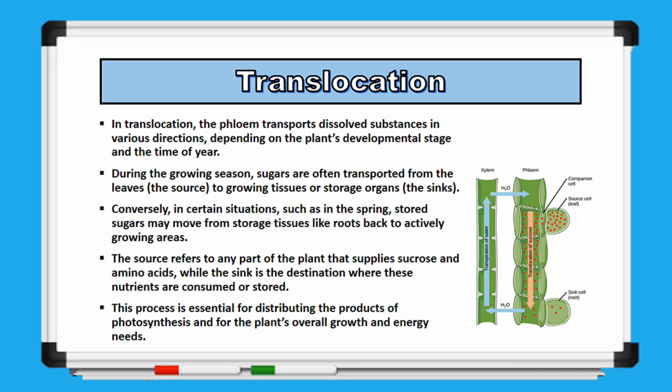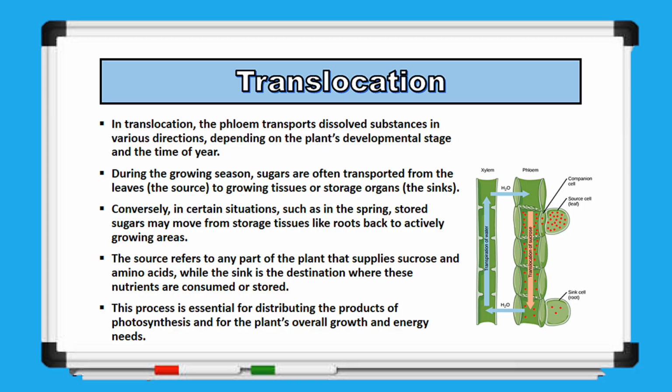So, let's talk about the role of phloem in translocation. Translocation is the process where the phloem moves dissolved substances, like sugars and amino acids, throughout the plant. Interestingly, the direction of this movement isn't fixed, it changes depending on the plant's stage of growth and the time of year. For example, during the growing season, sugars are usually transported from the leaves, which we call the source, to growing tissues or storage organs, known as the sinks.